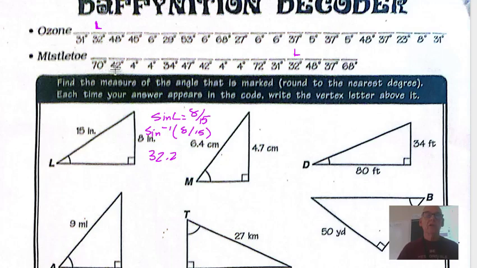L goes in the ozone line, and sometimes there's more than one of these. I don't see another 32 anywhere. Oh, here's a 32. L goes down there in the mistletoe line. And those are all the 32s. So both of those take on L's. And then you do that for each one of these other triangles, and it should give you a definition for ozone, and it should give you a definition for mistletoe.